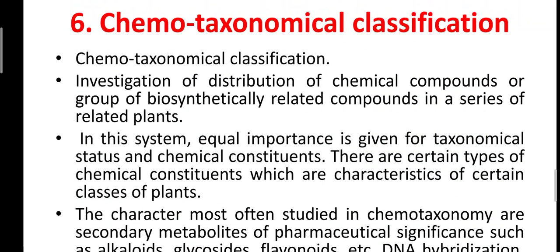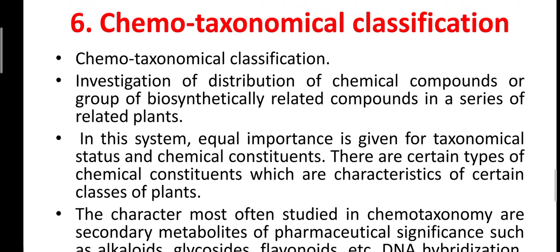Second, chemotaxonomical means in this type chemical or taxonomical come under investigation of distribution of chemical compounds or group of biosynthetically related compounds in a series of related plants. In this system, equal importance is given to taxonomical status and chemical constituents. There are certain types of chemical constituents which are characteristic of certain classes of plants. Means equal importance: if any drugs have chemical constituents and taxonomical constituents, we put these drugs in a chemotaxonomical classification.